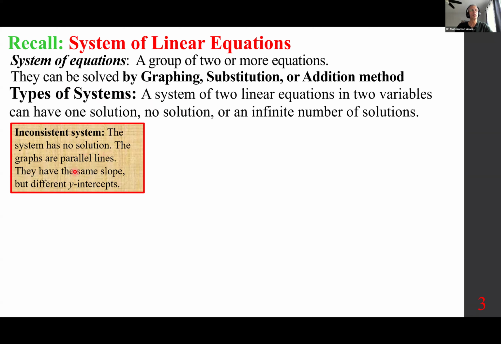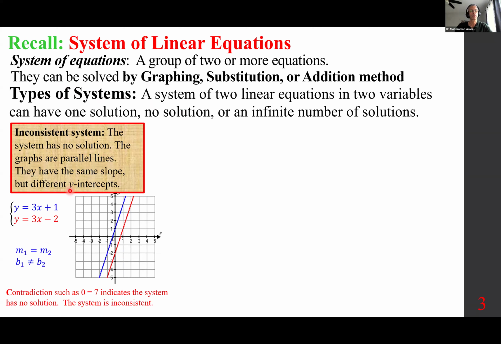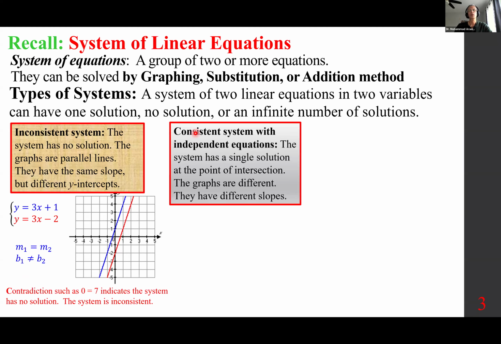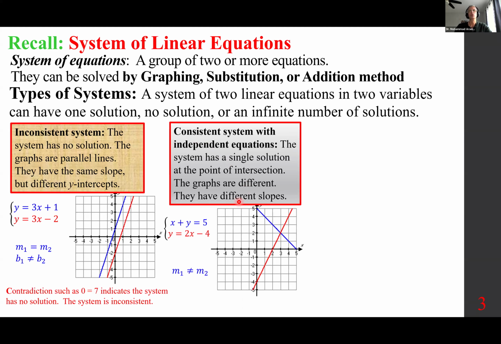The graphs are parallel lines. They have the same slope but different y-intercepts. If you solve them by substitution or elimination, it ends up giving you a contradiction such as 0 equals 7. Consistent system with independent equations. The system has a single solution, at the point of intersection. The graphs are different. They have different slopes. So basically, 2 lines with different slopes must have a point of intersection.